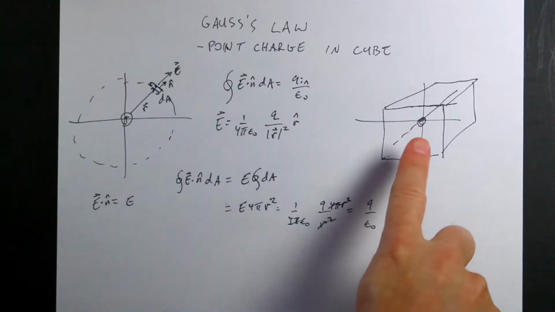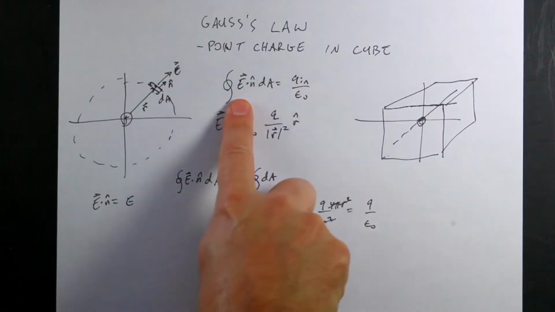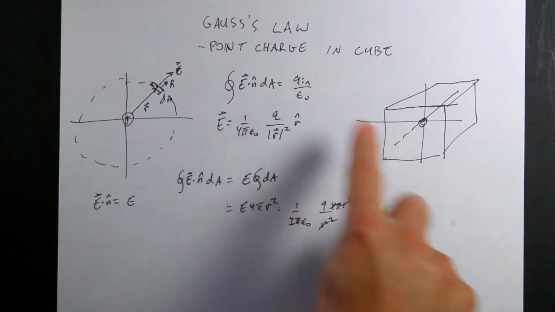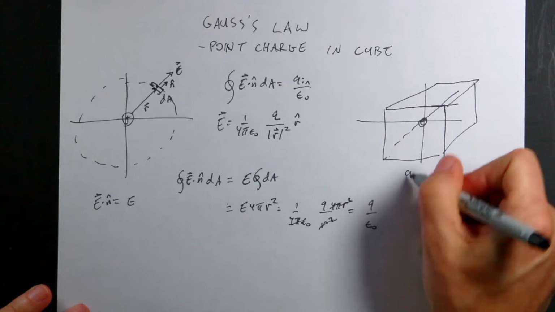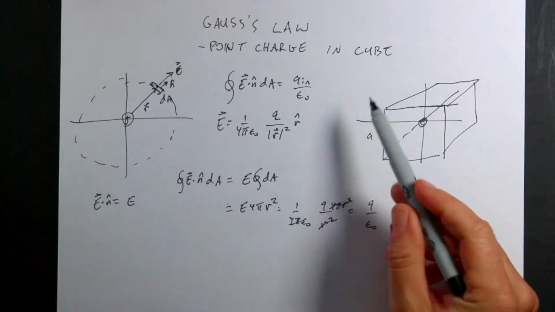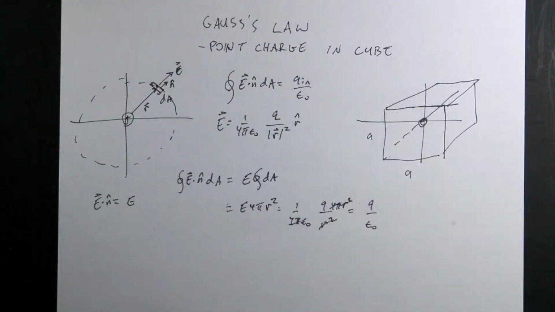But this says the flux through any closed surface is equal to the charge inside divided by epsilon naught. So what if I put it in the middle of a cube? I want to do this as a cube of length a on all the sides. And so I want to calculate the flux through this whole cube and show that the flux through this cube is also q over epsilon naught using this electric field. Of course, it's not trivial.